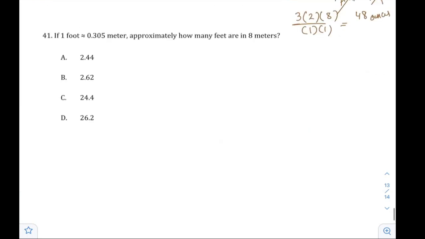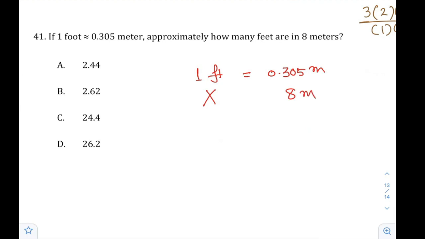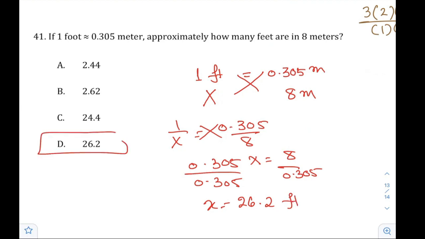Now, the last question here in this revision is the easiest. We have 1 foot is equivalent to 0.305 meters. The question is telling you approximately how many feet are in 8 meters. Simply cross multiply, because you can write it this way actually. Or you can say 0.305x is 8 times 1, which is 8, and dividing both sides by 0.305, then x is 26.2 what? Feet. And this is our solution.